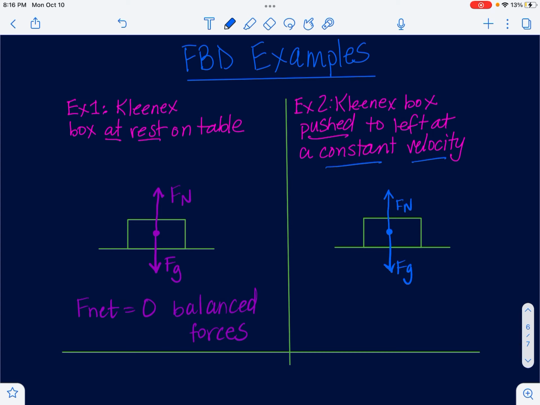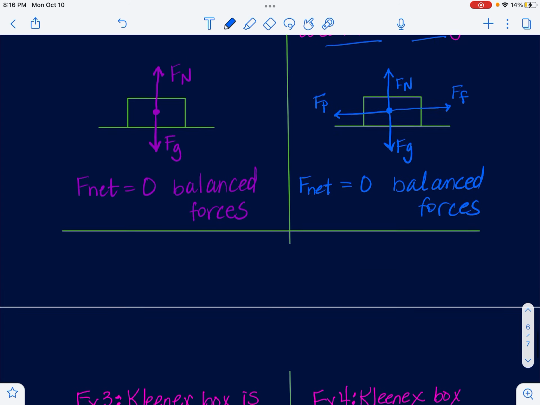Now, what happens here is I'm going to push it to the left, but anytime I push it to the left, there's an opposing force. Remember that opposing force of motion is friction. So FF there. But if I keep pushing that and I don't let go, my F net is still equal to 0. I still have balanced forces in that case because I am continuing to push that Kleenex box. I'm not taking my hand off it. I'm continuing to move it in that direction. So there's your 2 with balanced forces.